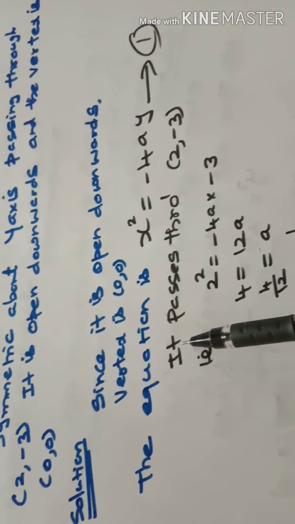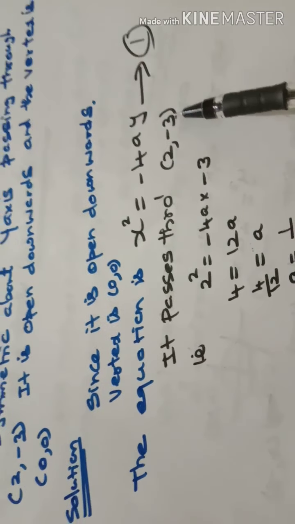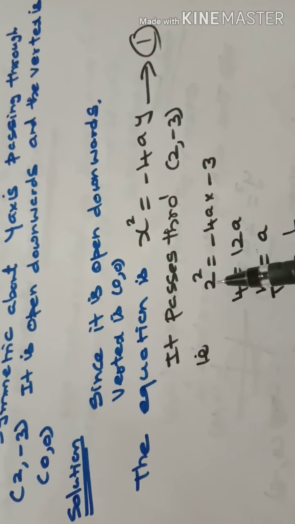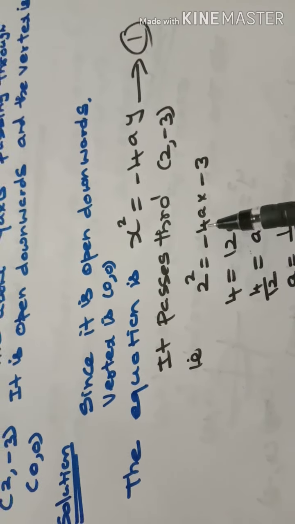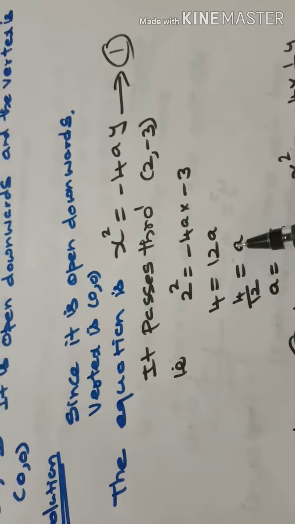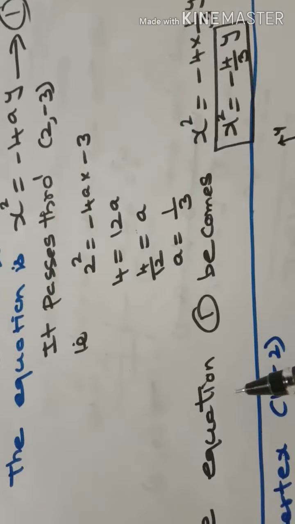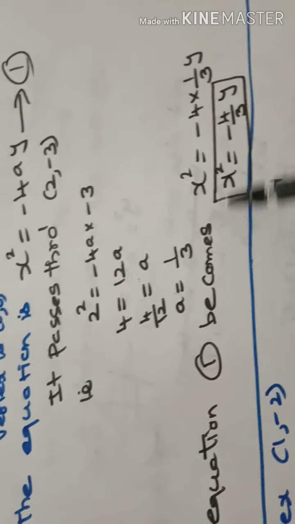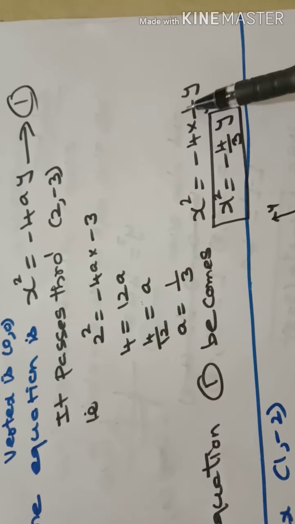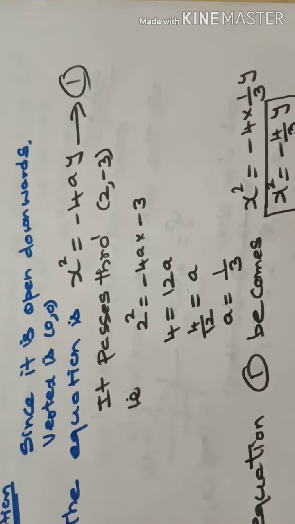So for that the information is it passes through (2, -3). You substitute x is equal to 2 and y is equal to minus 3. So you are getting 2 square equal to minus 4a into minus 3. That is 4 equal to 12a. So your a will be 4 by 12, a is equal to 1 by 3. So the equation becomes x square equal to minus 4ay, 4 into 1 by 3 into y. That is x square equal to minus 4 by 3 y.